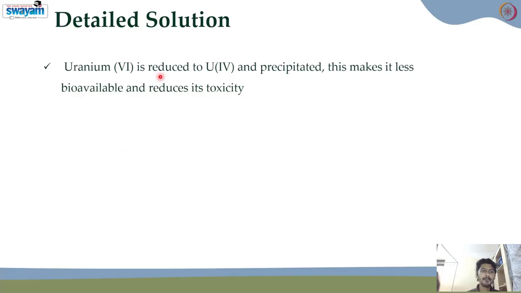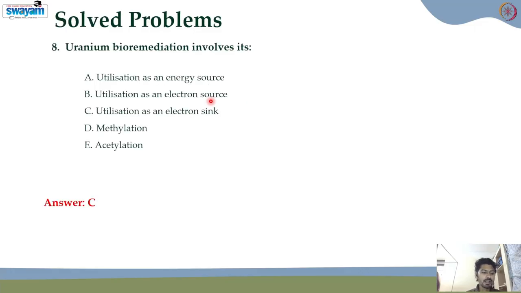Why is it so? Because uranium 6 is reduced to uranium 4 and they are precipitated. This makes it less bioavailable and reduces its toxicity. And if you see the other options, microorganisms normally use organic compounds or other readily available electron sources. But in this case, it is uranium. It doesn't use it as an energy source or electron source. So uranium cannot be used as a primary electron or energy source.